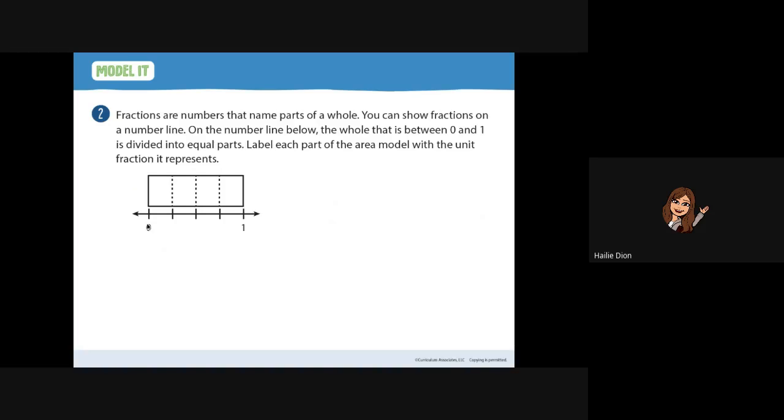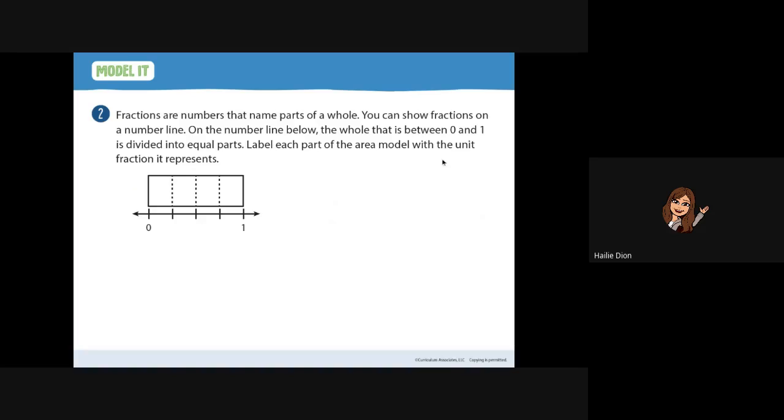Fractions are the numbers that name parts of a whole. So the fractions are what appear in between the whole numbers, so in this case, in between 0 and 1. So you can show fractions on a number line, and the number line below is between 0 and 1 and divided into equal parts. Label each part of the area model with the unit fraction it represents.